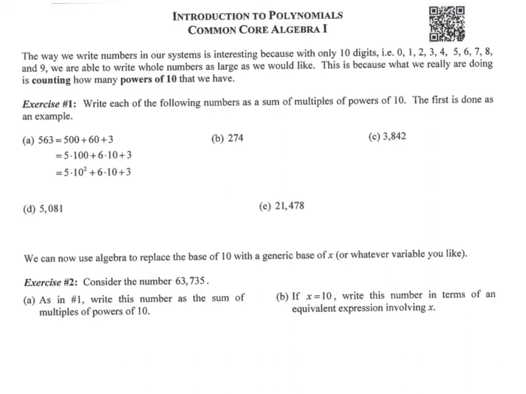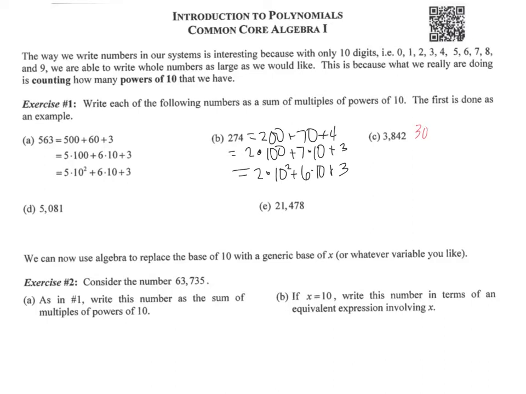So 274 is 200 plus 70 plus 4. Well, 200 is 2 times 100. 70 is 7 times 10, and then plus 4. So it's 2 times 10 to the second plus 7 times 10 plus 4.